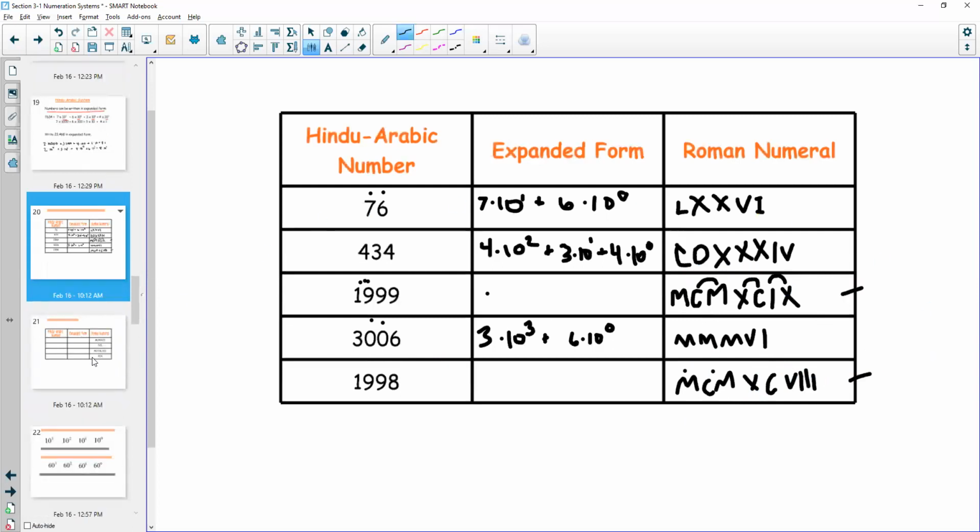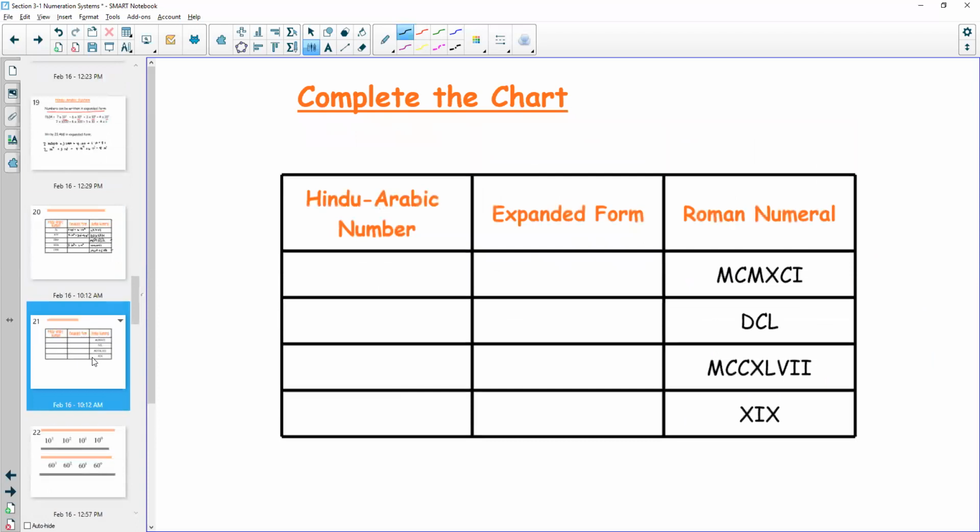All right. Now we're going the other direction. You have to translate from the Roman numeral to the Hindu-Arabic numeral and expanded form. So take a minute, take a pause. You try it.